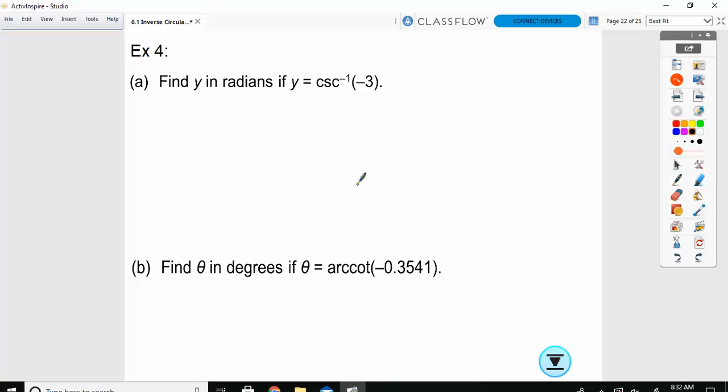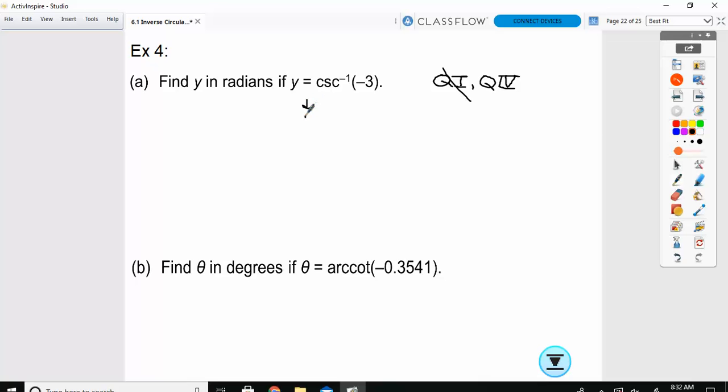So find y in radians if y equals cosecant inverse of -3. So, cosecant, which quadrants can we be in? 1 or 4. Because this is a negative, it's quadrant 4. All right, do I know when cosecant is 3? That means sine would be 1/3. Is that something we know? No.